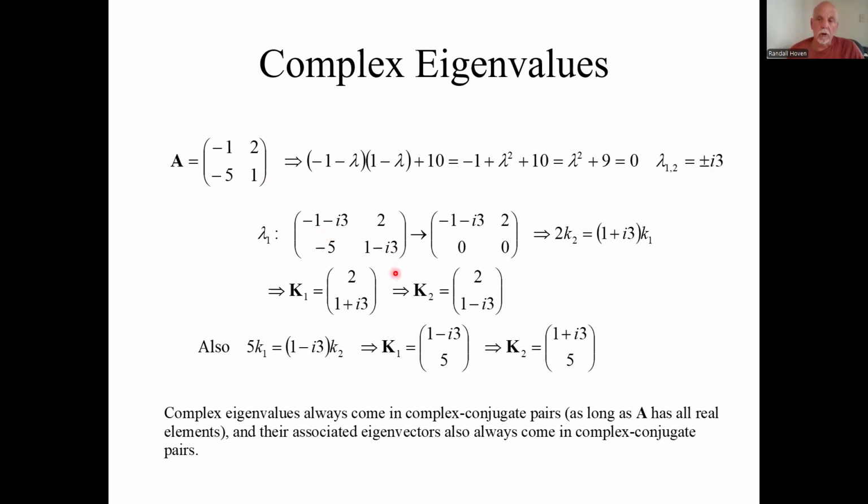Take my word for it, if we didn't make any mistakes so far, this second row is just going to be some complex multiple of the first one. So you do row ops, you're going to get a row of all zeros. And this is what you get, which tells me 2 times K2 equals (1 plus 3i) K1. There's a sort of algebraic trick when you only have a 2 by 2. This right term, you could put it for the K1 term, and then minus this, the other guy, for K2.